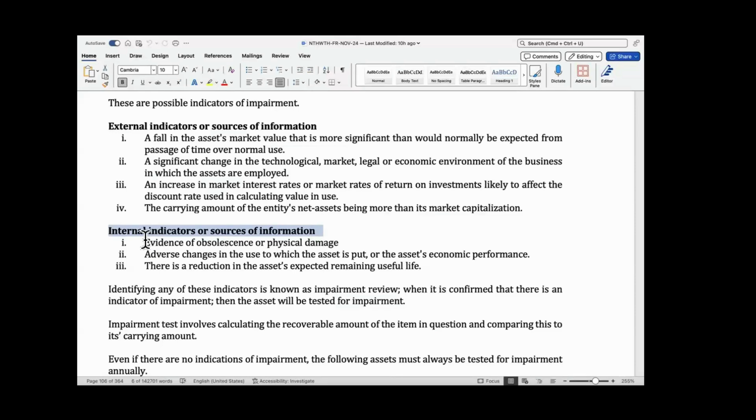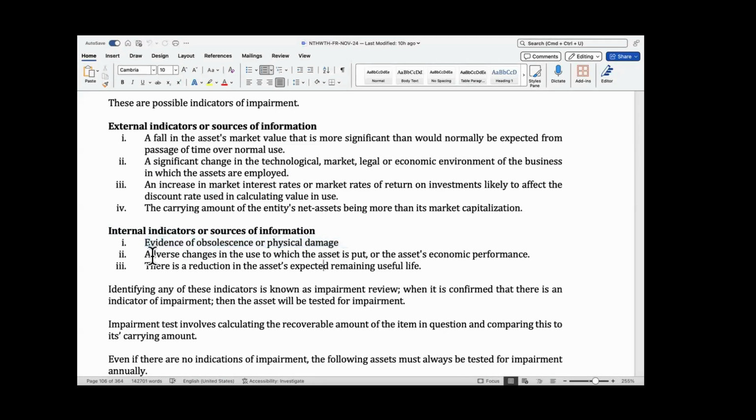Number one is evidence of obsolescence or physical damage. I mean, the most important one for us here that's very clear is physical damage. When an asset is damaged, it is an indicator that the asset value might have gone down. It's an impairment loss indicator.